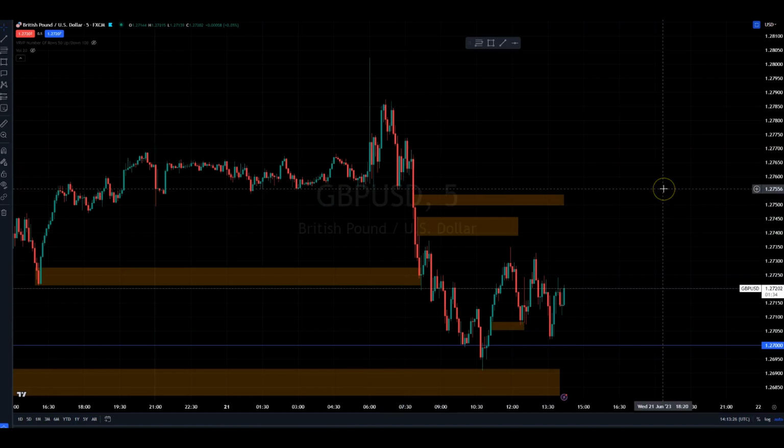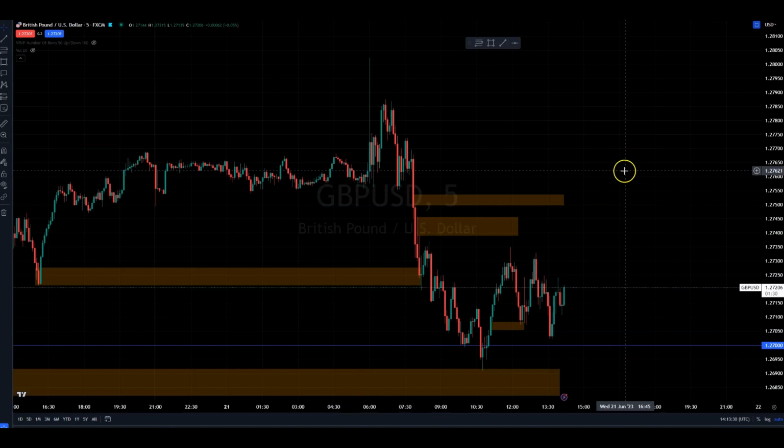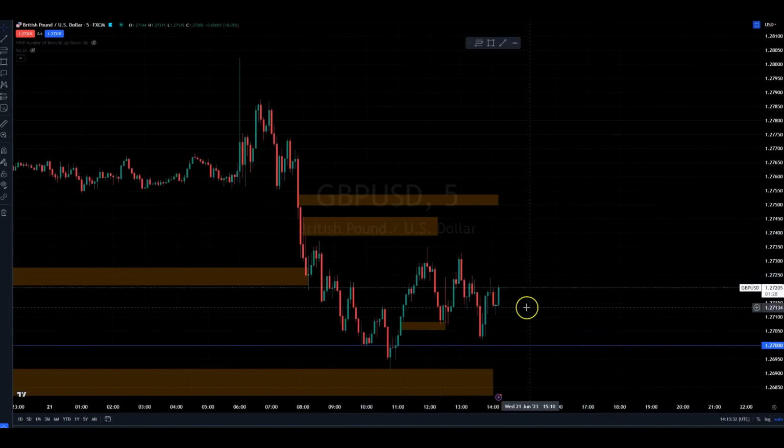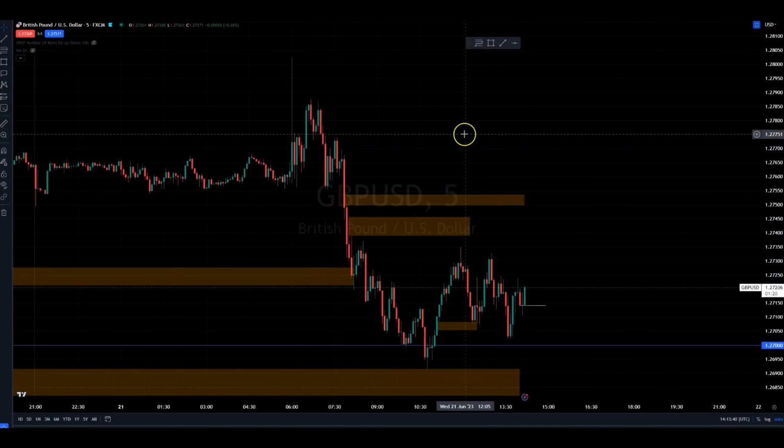Okay, it's 21st of June, currently 2:13 GMT, and this is pound dollar on the 5 minute. I've taken a long right in here at 142, and the stop is just below this low at about 12 pips, and looking for scaling up in here.